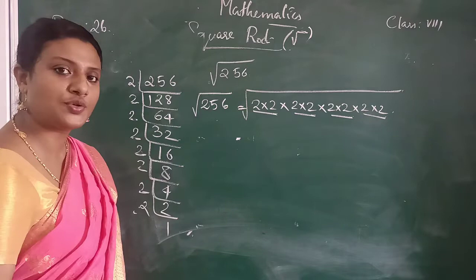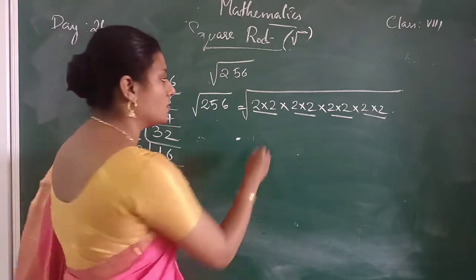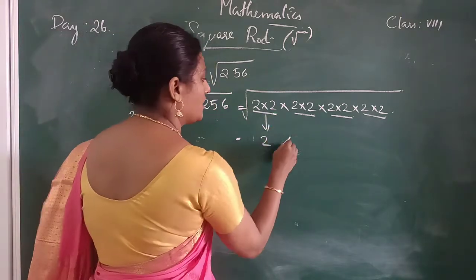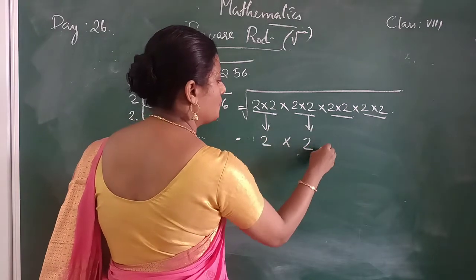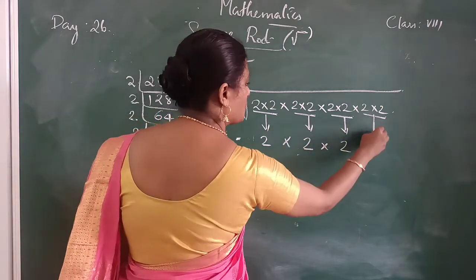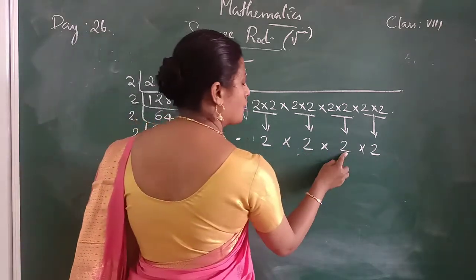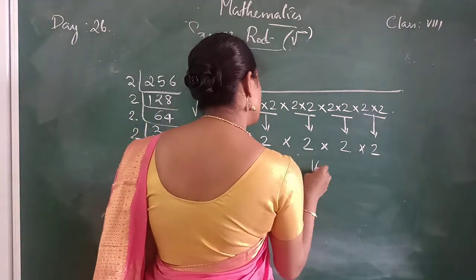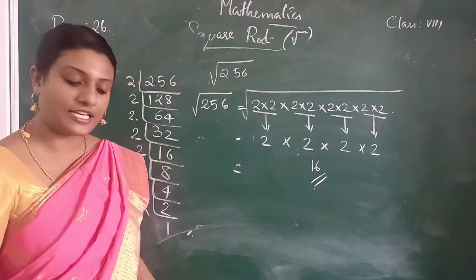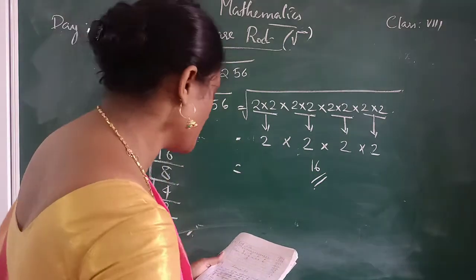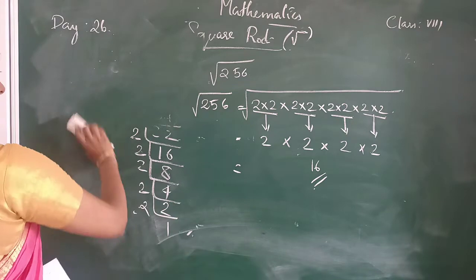Next what you have to do? Bring one number down. That is 2 into 2. Here also bring down 2. What's the answer? 2 into 2, 4. 4 into 2, 8. 8 into 2, 16. So this is the method of finding the square root of a number using the prime factorization method.